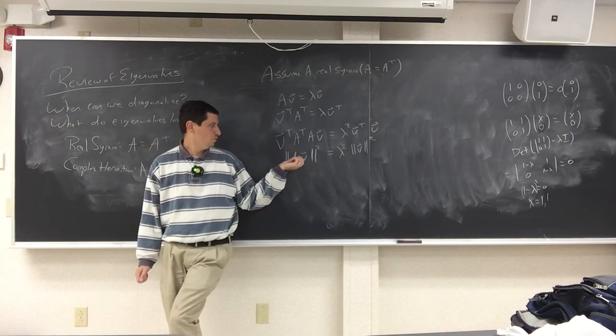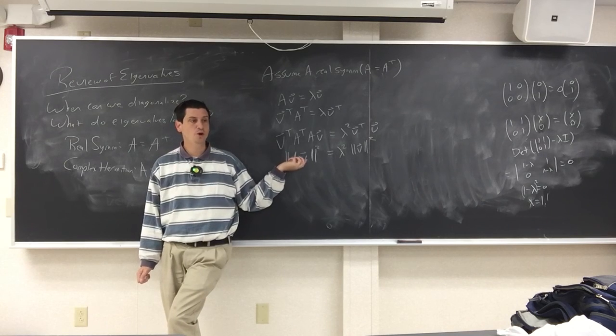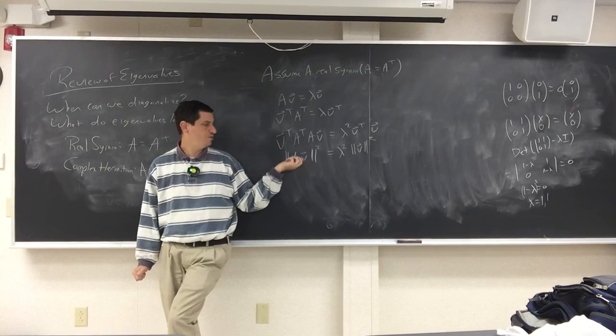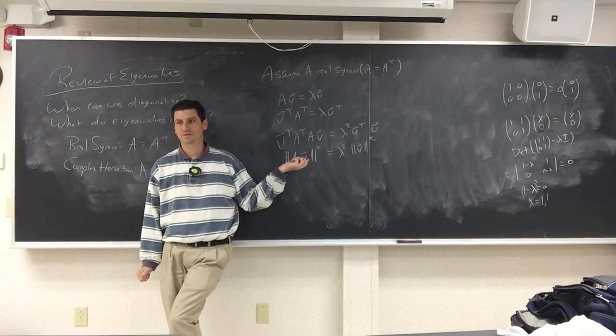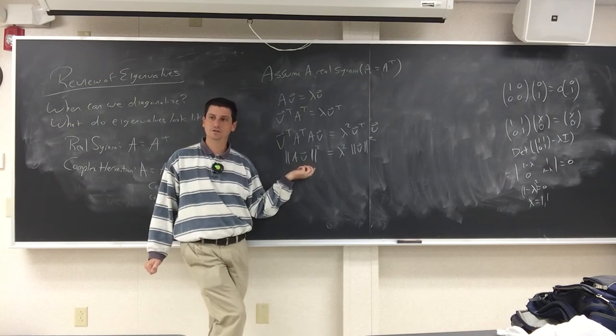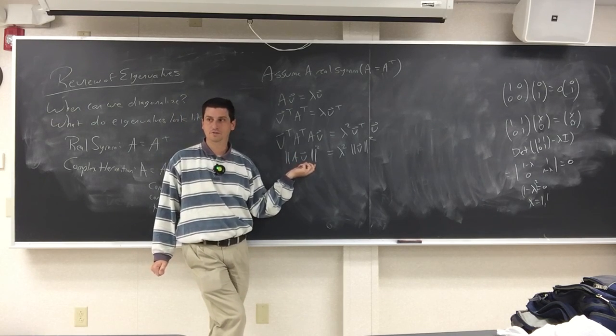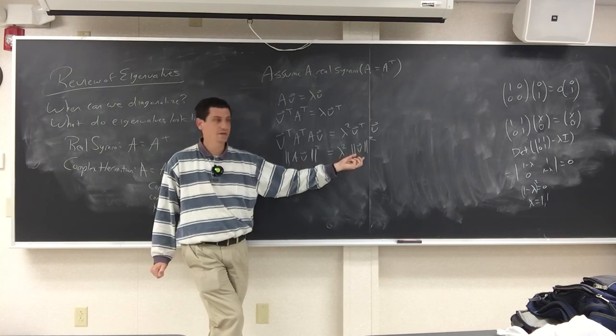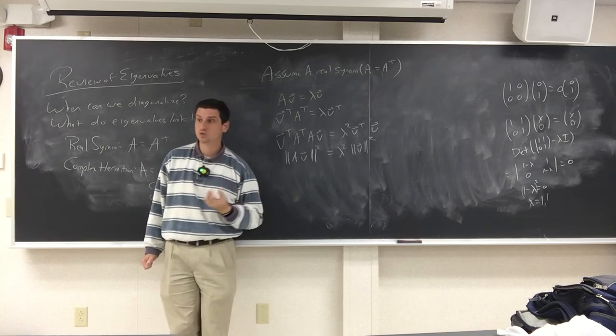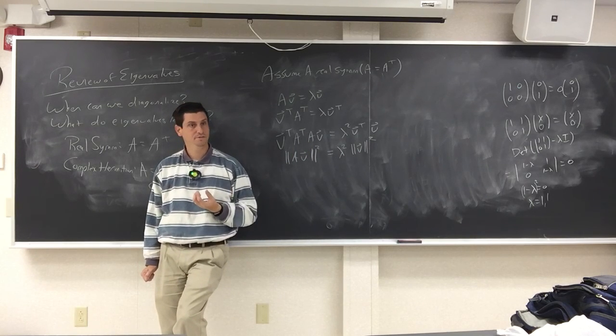But what can you tell me about the norm of AV squared? What kind of number should that be? It should be real, more than just real. Not integer, integer is strong. It should be non-negative, right? If this is a length, it should be non-negative, and thus maybe lambda squared should be non-negative.